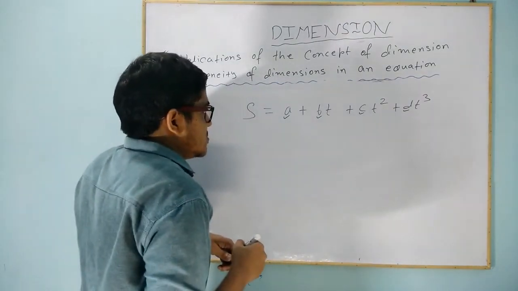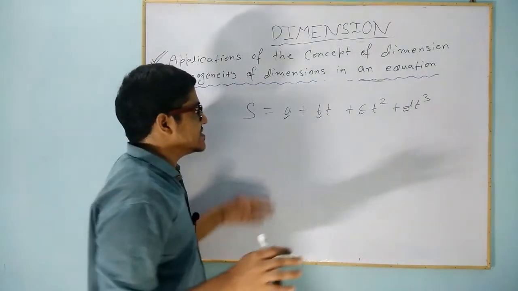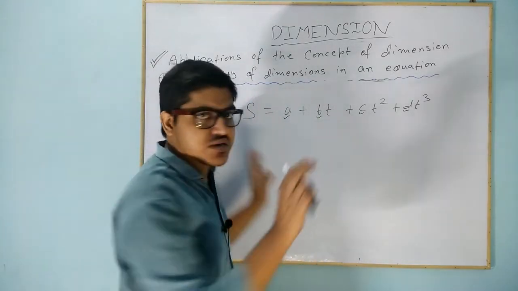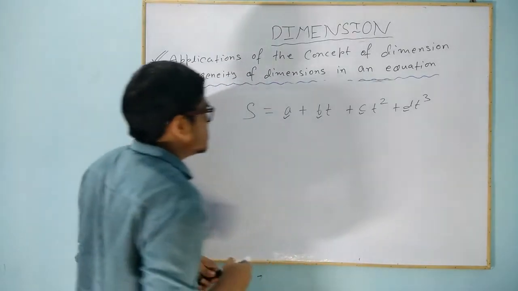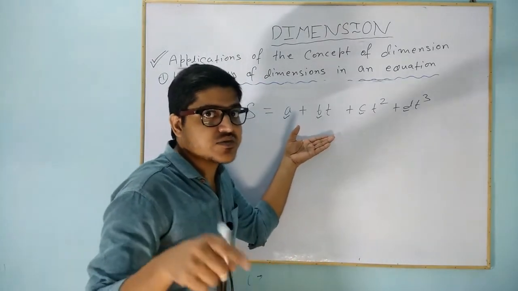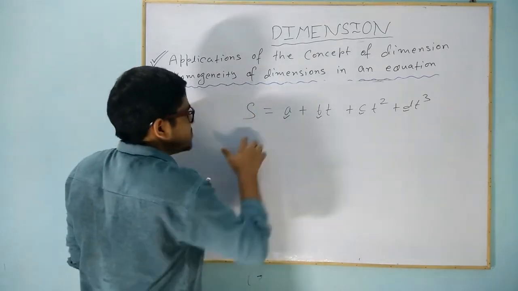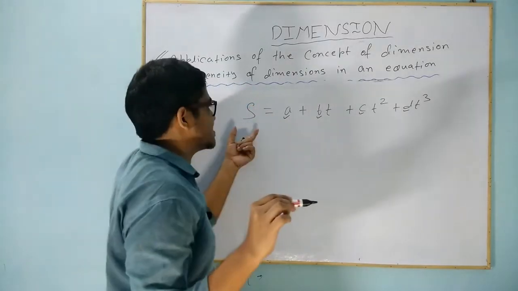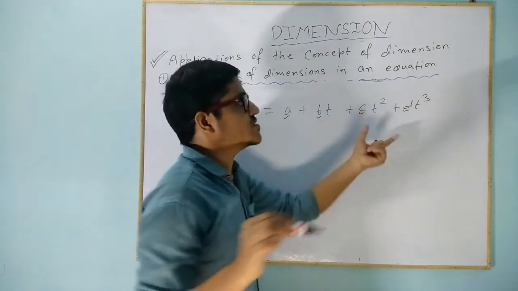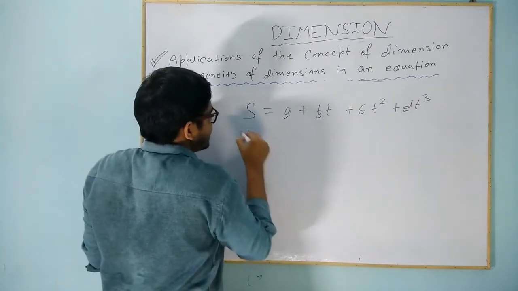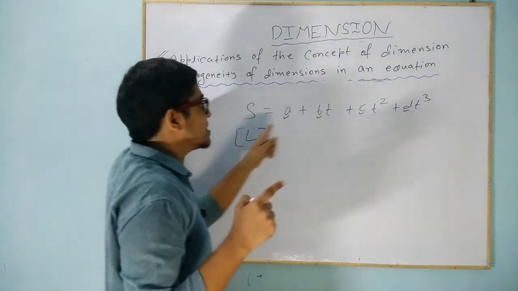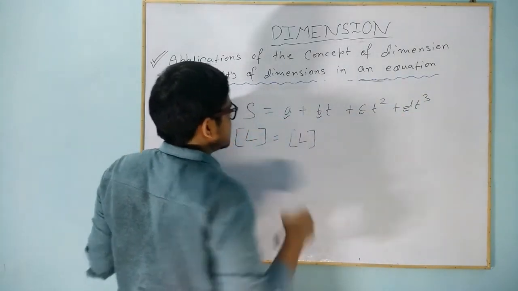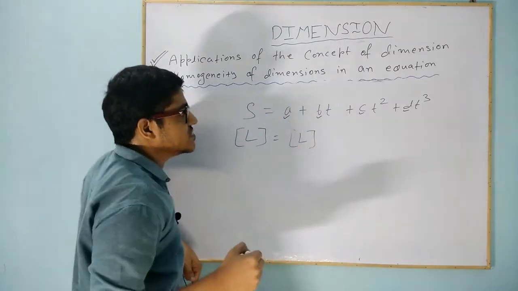Since it is given in the question that this is the distance traveled by the particle in time t, this equation must be correct. That is why it is given in the question. So since this equation is correct, this equation must be dimensionally correct also. So the dimension of each of these terms should be the same. S is the distance, so distance is a length. So the dimension of S is L. Hence the dimension of each of these terms should be L. So the dimension of A should be L. This is our first answer.